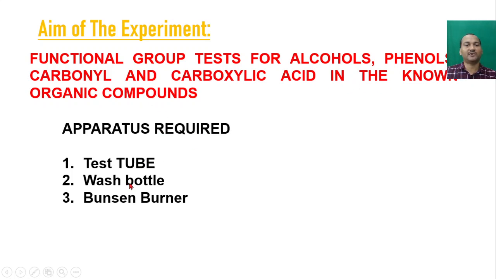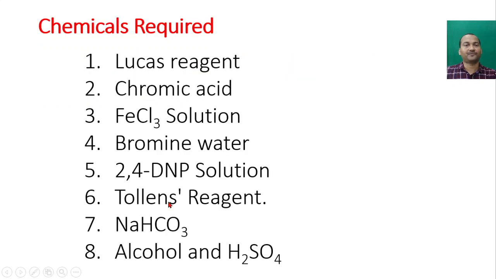You need test tube, wash bottle and Bunsen burner. What are the chemicals required? You need Lucas reagent, chromic acid, ferric chloride solution, bromine water, 2,4-DNP solution, Tollens reagent, sodium bicarbonate, and alcohol and sulfuric acid.